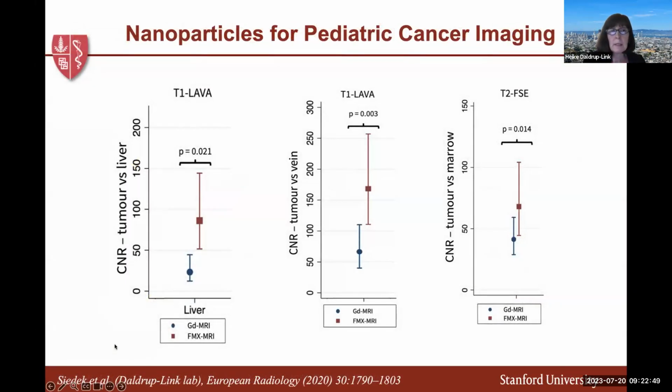Some time ago, we did a study where we measured the contrast between tumor and liver, tumor and veins, and tumor and bone marrow. Red are the ferumoxytol enhanced scans, blue are the gadolinium enhanced scans. And so for these three criteria, we found an increased tumor to background contrast. I have to say that tumors typically enhance less with nanoparticles than with gadolinium. So if you want a strong T1 enhancement of a tumor, then actually in some instances, gadolinium can be preferred.